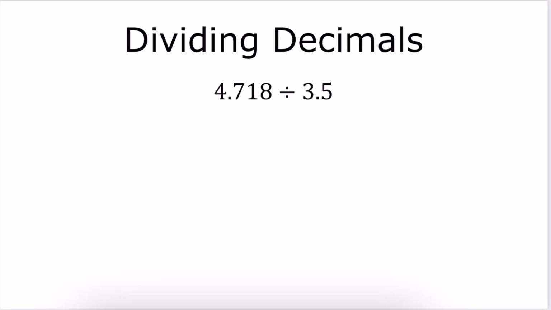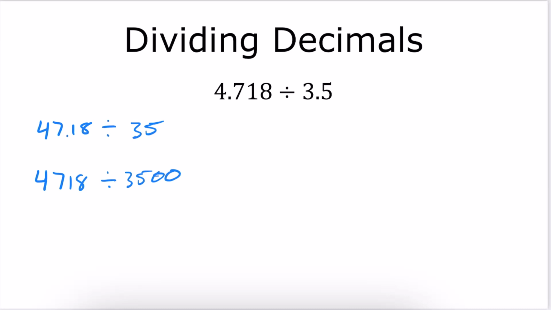So some examples of what you could do is you could multiply both parts of the division by 10, which would give you 47.18 divided by 35. And based on what we saw on the last slide, the answer to this division problem will be the same as the answer to the division problem we were given. You could also multiply by 1,000 if you wanted to and do 4,718 divided by 3,500. That would also give you the same answer.